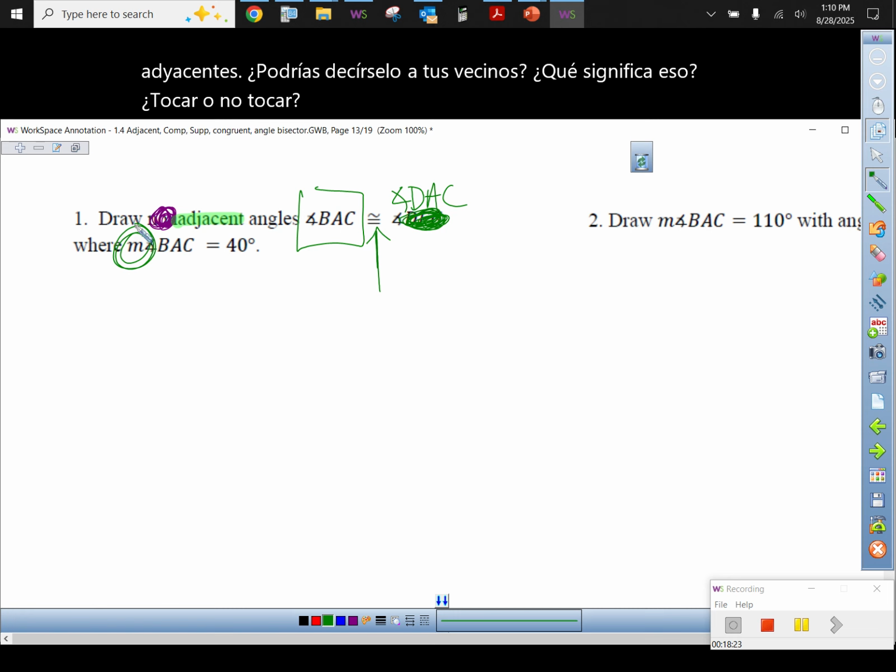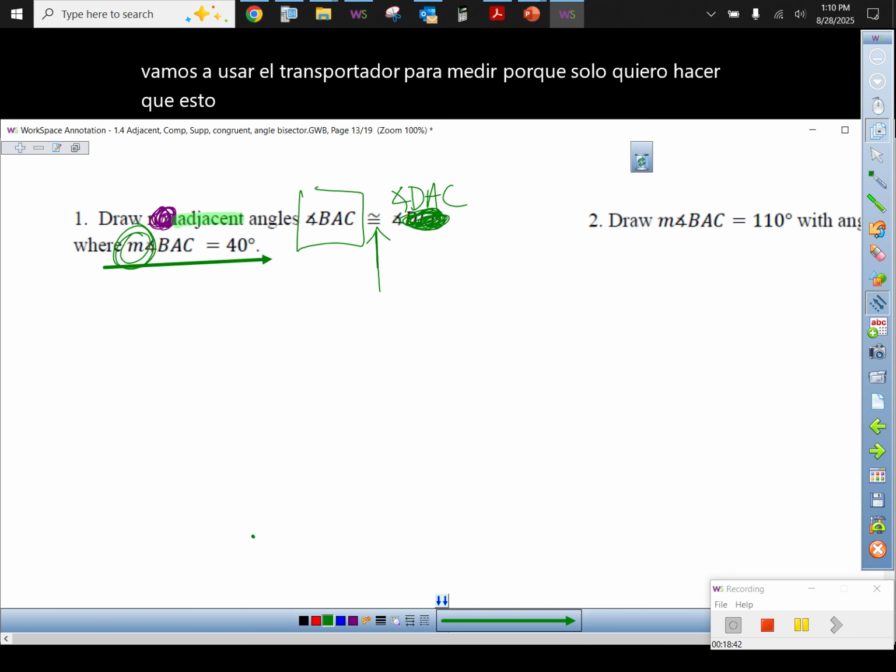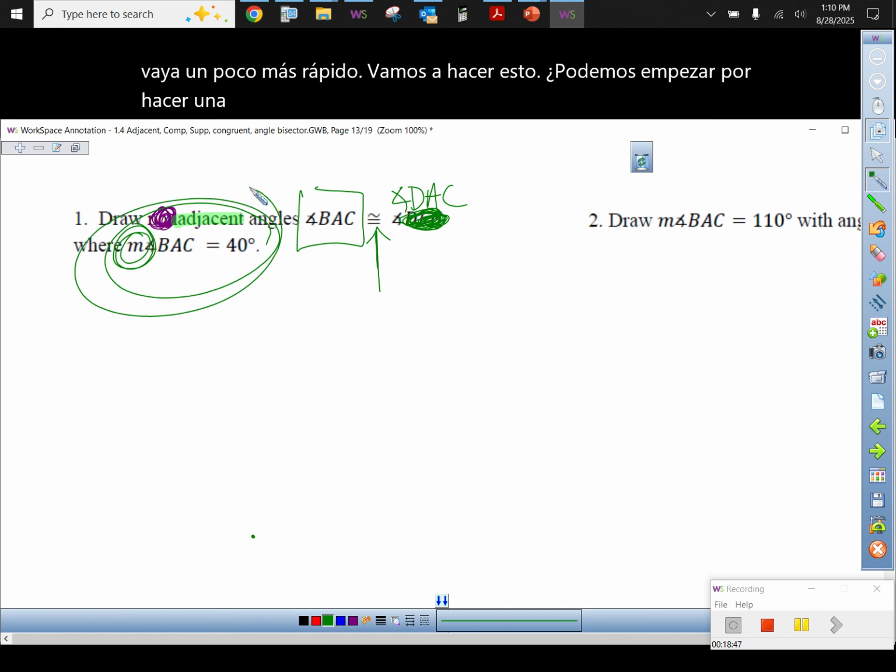Here's the problem. That's too much information. That's a lot to try to do all at once. We're not going to use the protractor to measure because I just want to make this go a little faster. Can we start by making a picture of this just with a straight edge? Can we draw angle BAC, and it measures like 40 degrees. Who's the vertex? A.